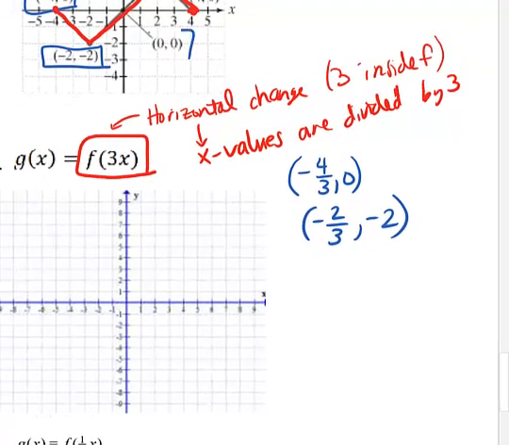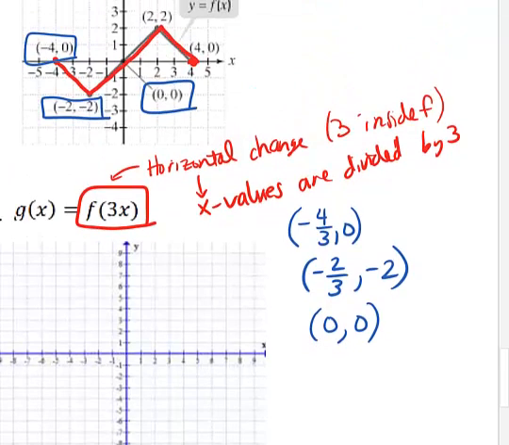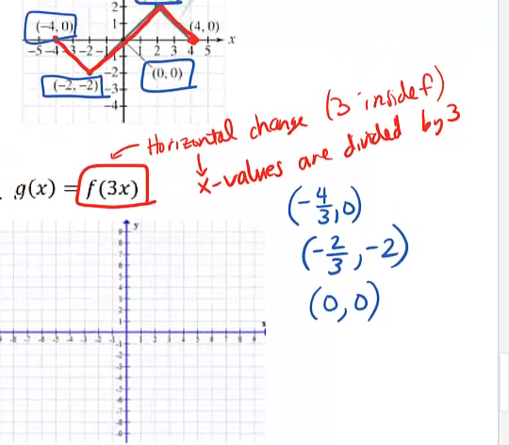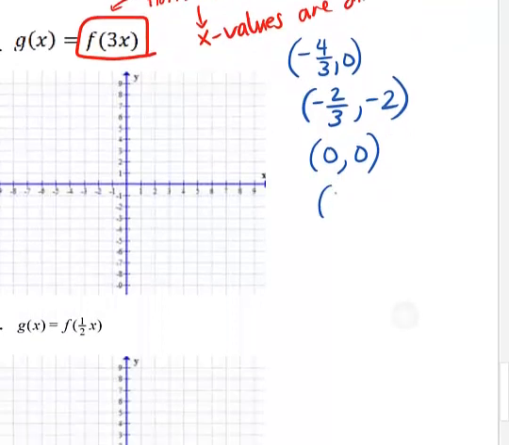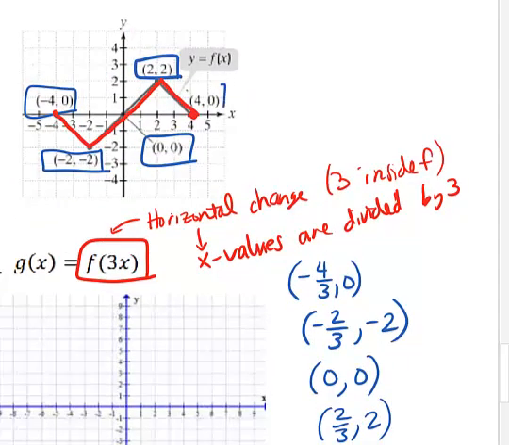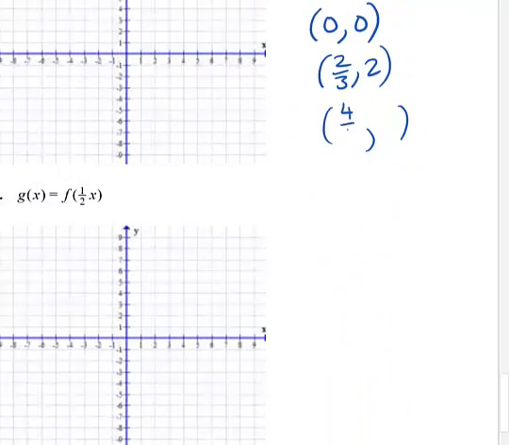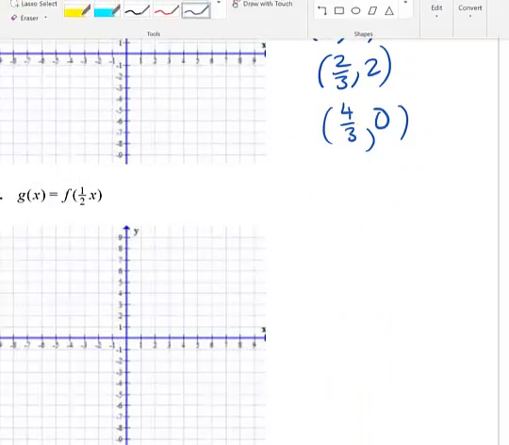And then we have the point 0, 0. If I were to divide that x value by 3, I'd still get 0, because dividing 0 by 3 doesn't change it. If I take the next x value from the point 2, 2, and I divide it by 3, I get 2 thirds, 2, because the y value is not changing. And then the last point, 4, 0. If I divide that x value by 3, I'll get 4 thirds, 0. There we go. Now my job is just to plot those points, and then I'll connect the dots, and I should be good.